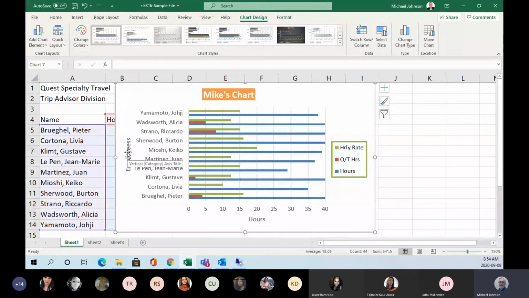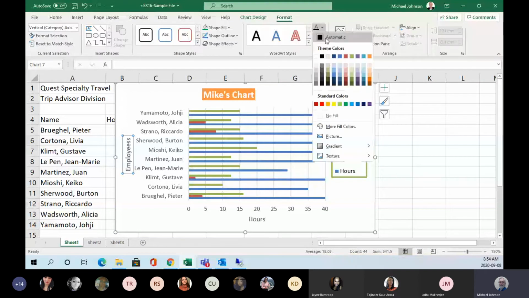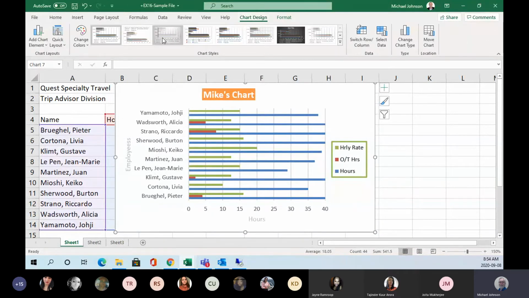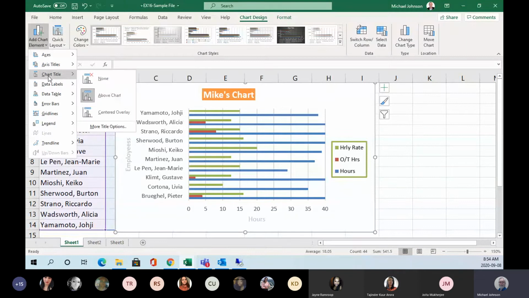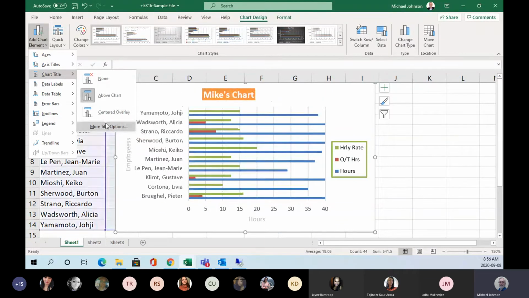And of course, if this is too much for you, well, we can come in here and I can format it and I can make the color, let's say, more of a gray color so it's not so pronounced. And I can do the same thing here with the hours. I can come in here and choose gray so that it doesn't pronounce itself too much in the background. And of course, chart design again, I can come back in here and look at the title. Maybe I don't want a title, or maybe I want it to be centered over the chart itself, or above the chart, or somewhere else entirely. So options means that you can modify it even further.